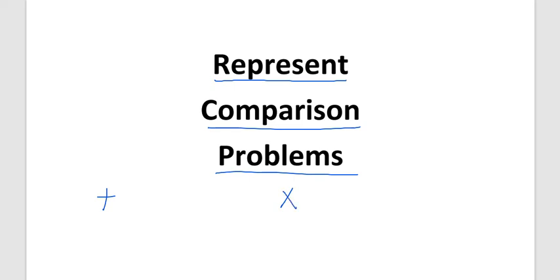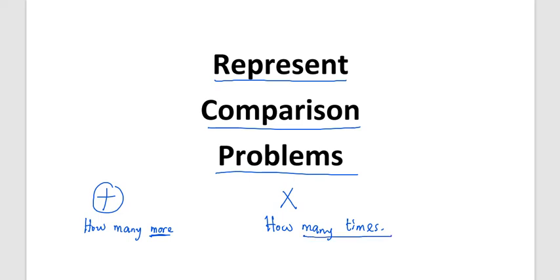For the additive comparison, most often when you see something like this, how many more, it is talking about the additive comparison. And for the multiplicative comparison, you see how many times. So these are the two key ones you should take note of: how many more and how many times. We're going to take a look at a couple of examples.